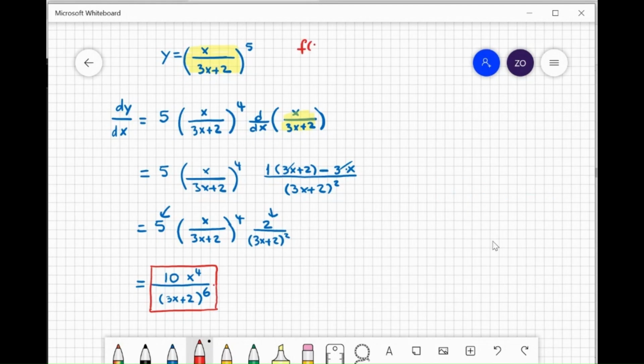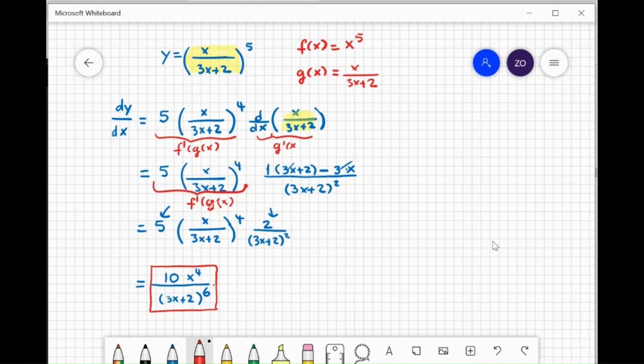If you want to call it f and g, let's identify them too. Remember, f represents the outside function. This is x to the 5th, so the whole parenthesis raised to the 5th power. And g of x will be the inside function. Here we had the derivative of the f function evaluated at g, and here we have the derivative of the g function.